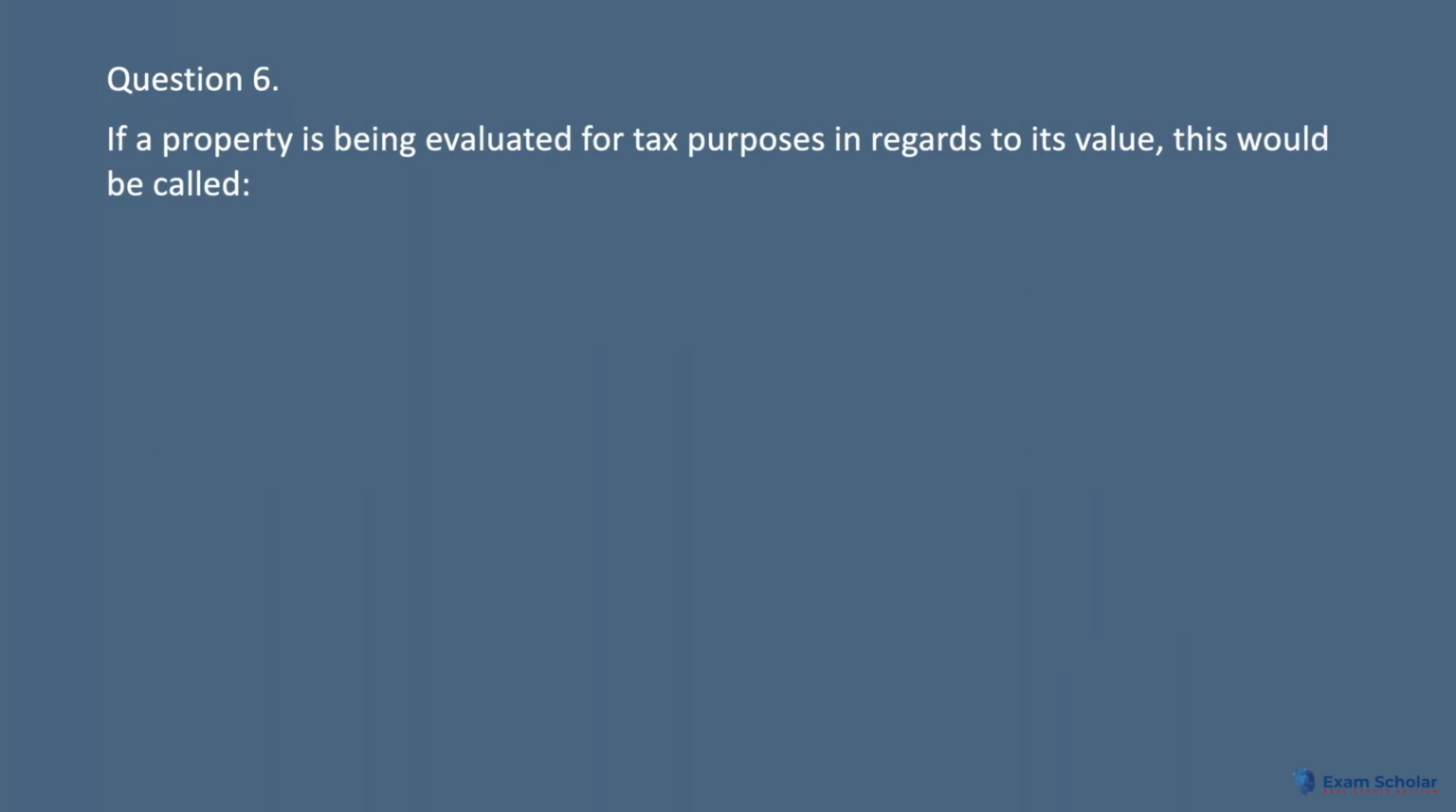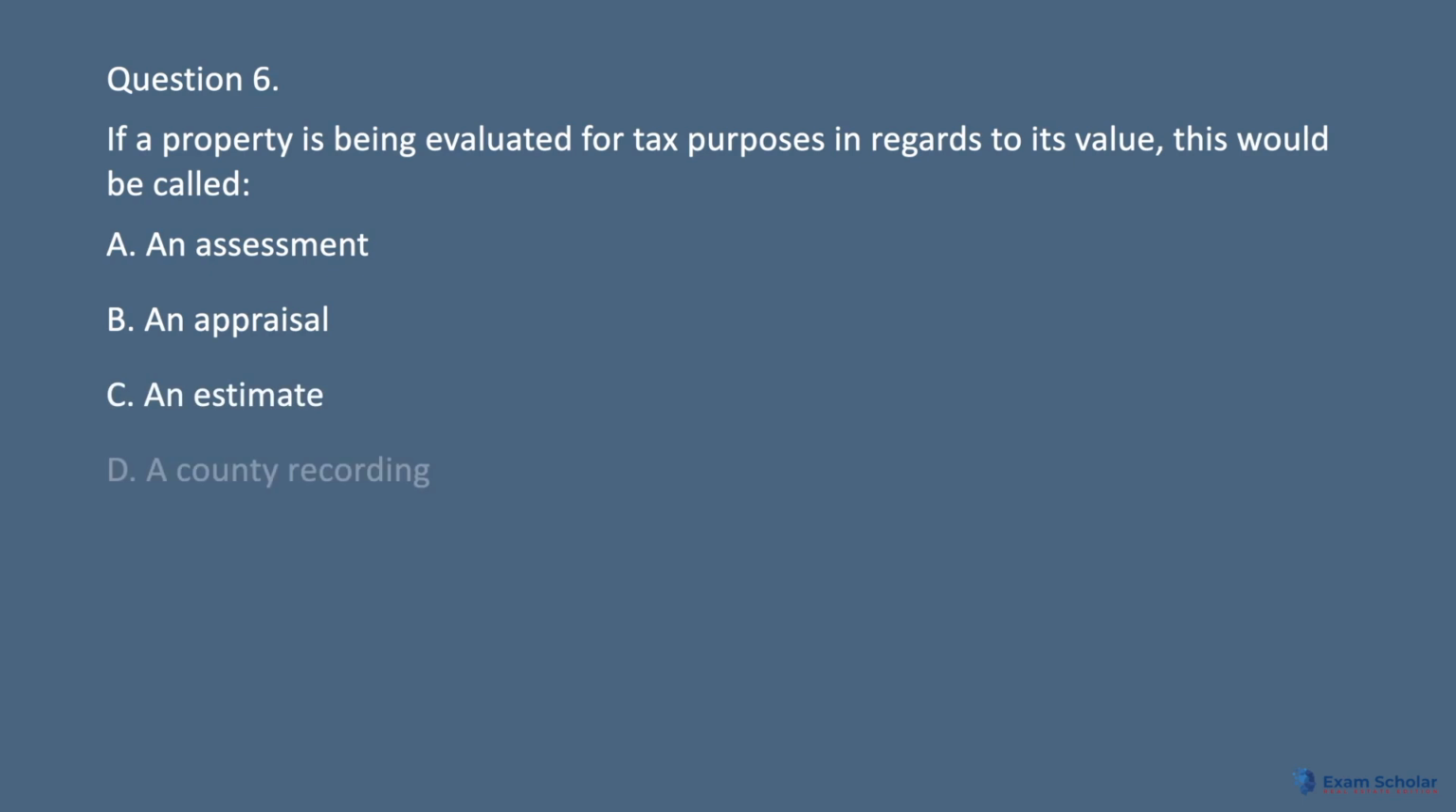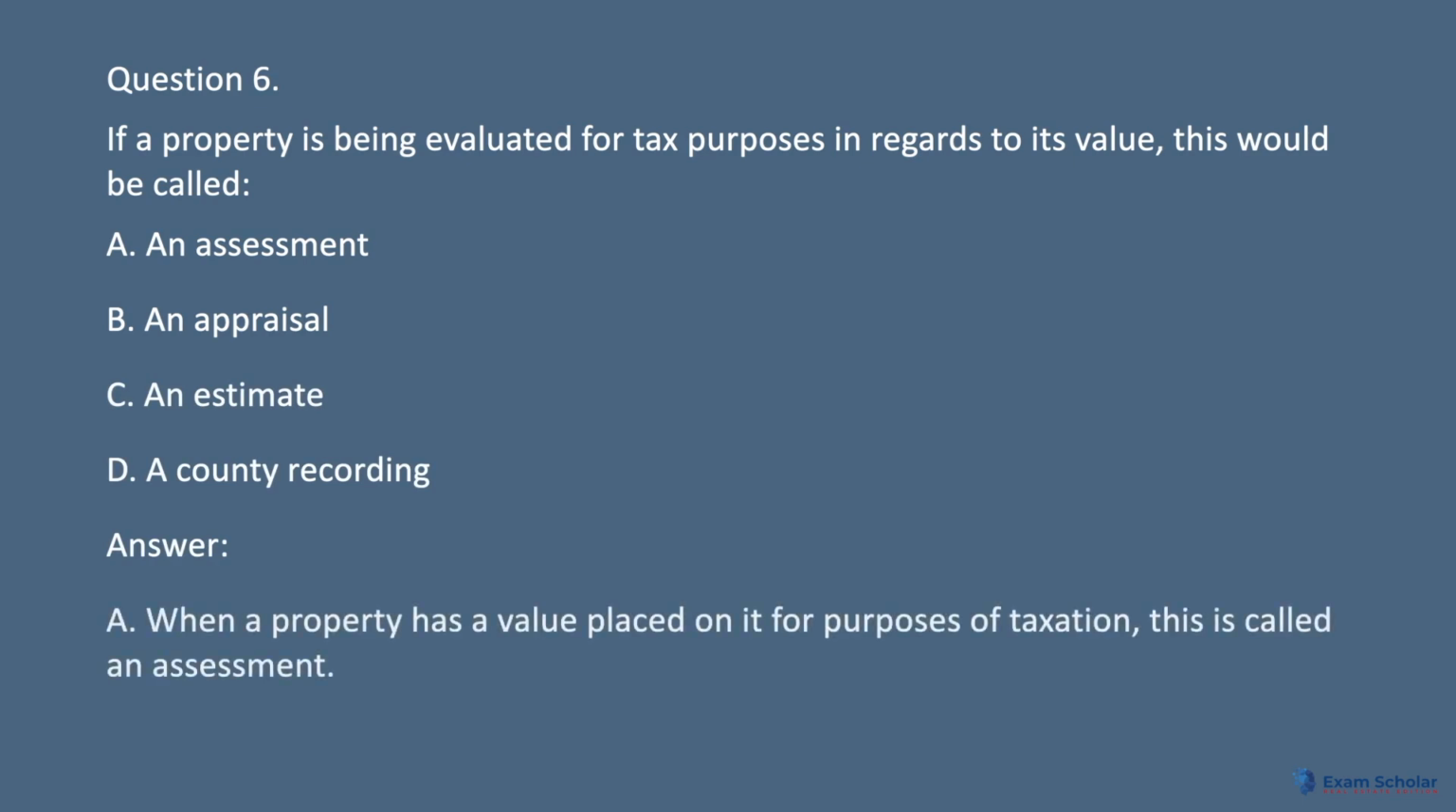Question 6. If a property is being evaluated for tax purposes in regards to its value, this would be called A. An assessment. B. An appraisal. C. An estimate. D. A county recording. Answer. A. When a property has a value placed on it for purposes of taxation, this is called an assessment.